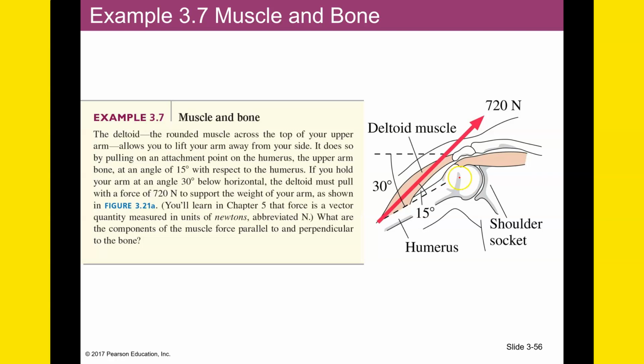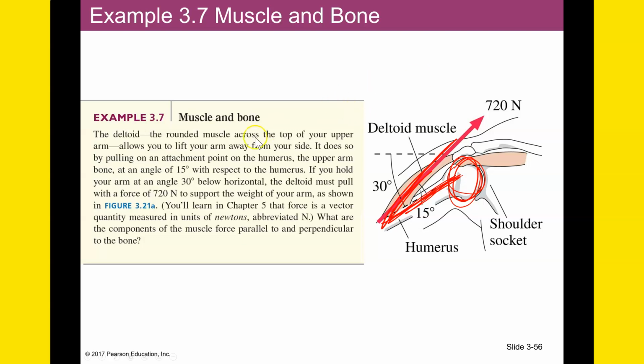So hopefully you can kind of see this. You have a bone going this way. You have a muscle attaching here, pulling this way on that bone, to move your arm upward around this shoulder socket joint, rotating around that. All right, let's read it.